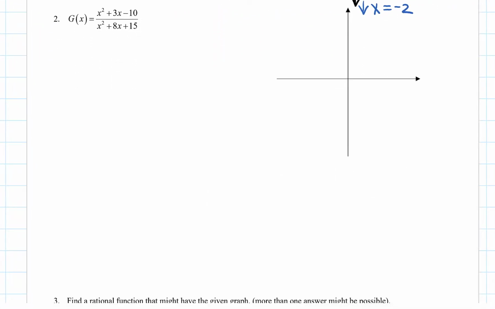Number 2, g of x is equal to x squared plus 3x minus 10 all over x squared plus 8x plus 15. Yay! Step 1.